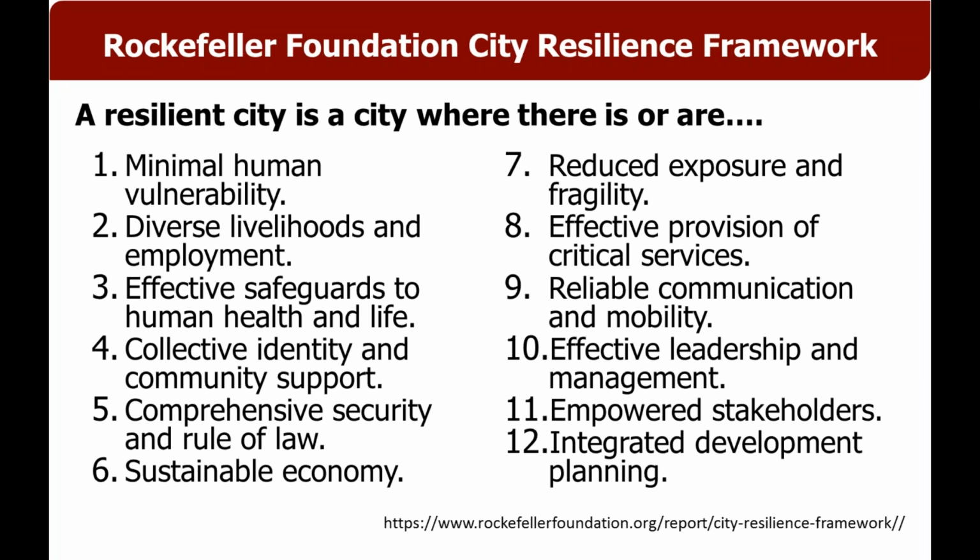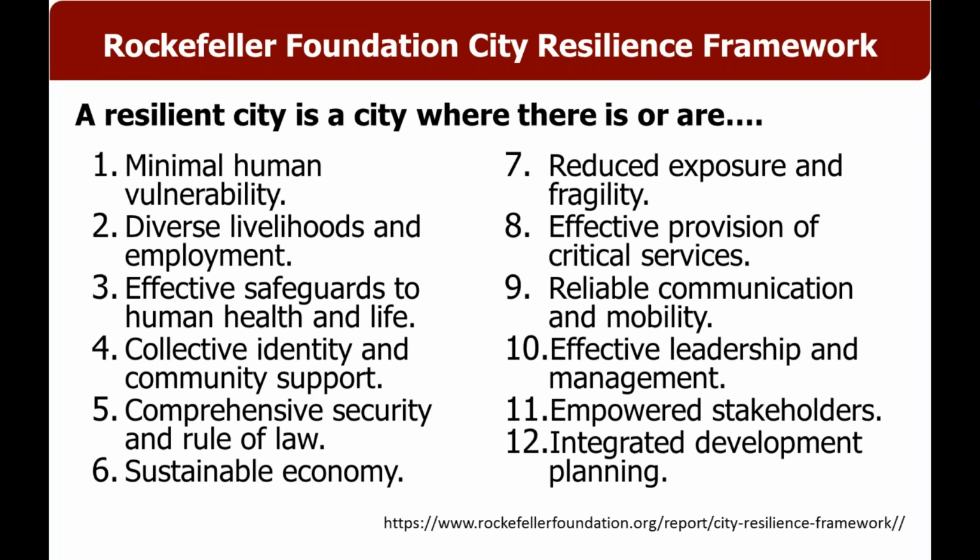So a resilient city is a city where there are minimal human vulnerabilities, where you've got diverse livelihoods and employment. We've talked about that before. Where you've got effective safeguards to human health and life. Where you've got a collective identity and community support, so there's actually a culture in that community that works together. The fifth capability is one that we haven't seen before, and that is a comprehensive security and rule of law, meaning it's a safe place for people to live. And we'll talk more about this when we look at the ICOR's resilience framework. Your economy needs to be sustainable. So here you're seeing the word sustainable again as it relates to the economy.